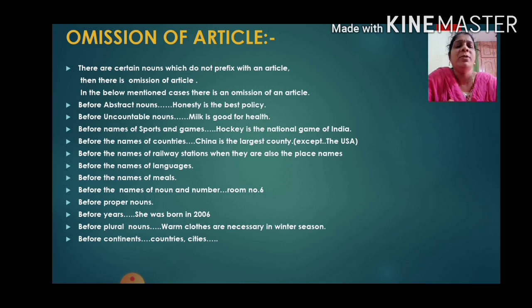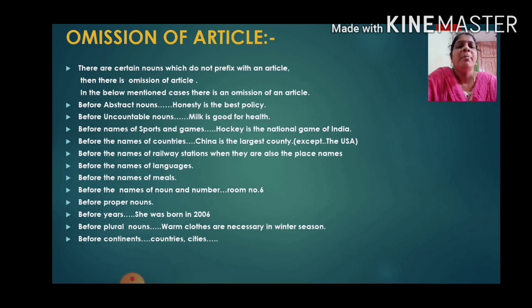Before proper nouns. This is the most important one where generally people make a number of mistakes. Proper nouns are names of persons or places or animals or things. Before that we don't use any article. Suppose Alexander is the name of a person. We don't say the Alexander or the Akbar. We just say Alexander the Great or Akbar the Great. We don't use any article before proper nouns.